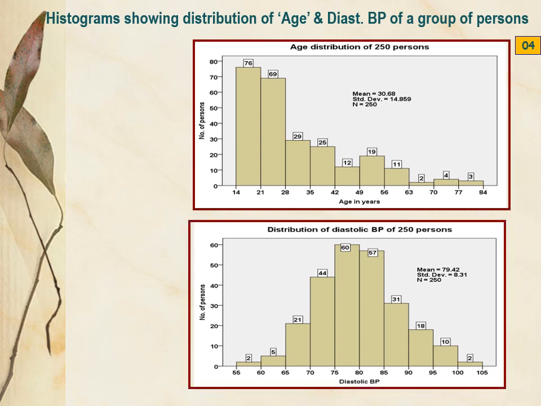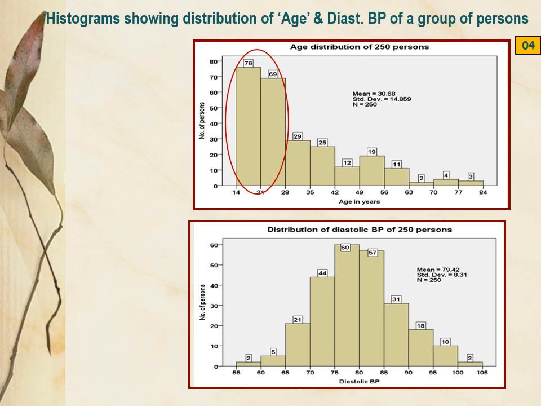One is showing the age distribution of 250 persons, and the other is showing the diastolic blood pressure distribution of 250 persons. If you see in the age histogram, most of the persons are aged below 28 years, and there are some extremes, some of them up to 80 years and so on, as that histogram is giving that idea.